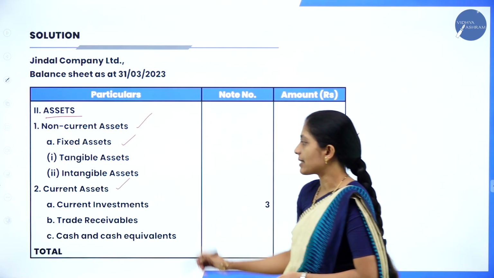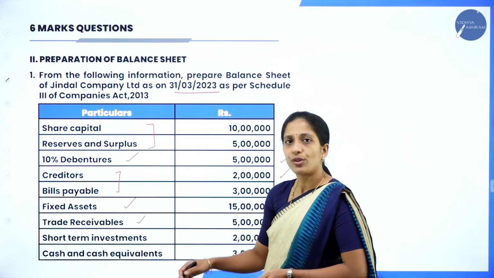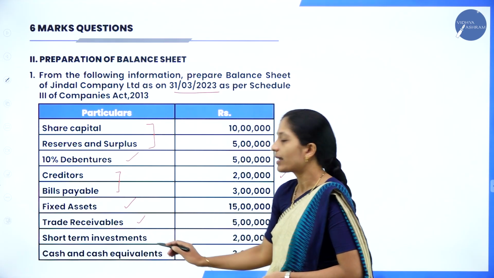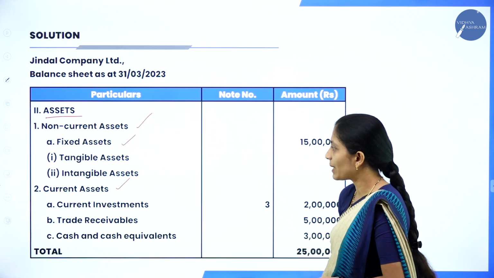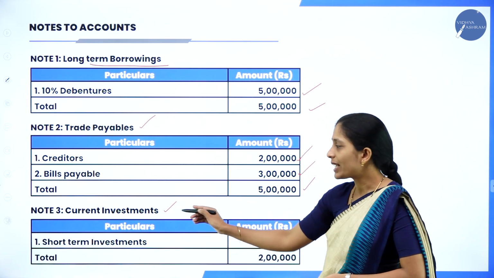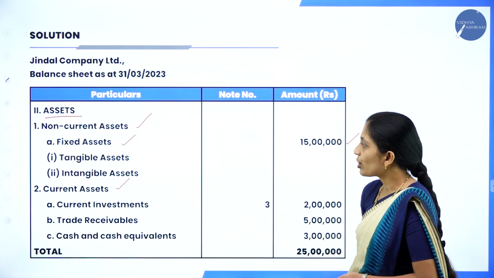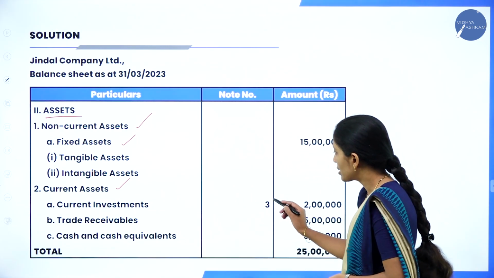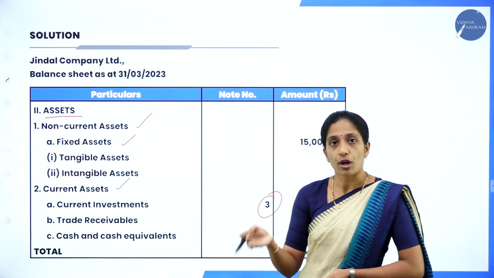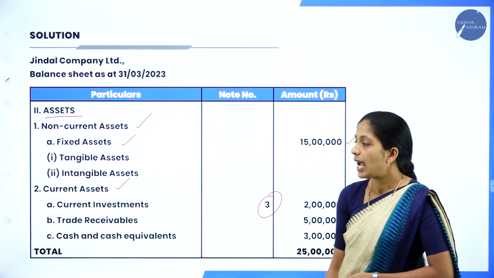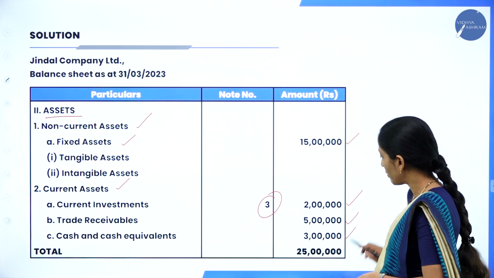The next one is current assets, where we have trade receivables. You can write it directly. One more is short-term investment, for which you have to prepare a note. How do you write short-term investments? Under the heading current investment, where we have short-term investment. This will be note number 3. So under current assets, note number 3 is current investment, where you record short-term investment. The next is trade receivable, they have given us directly, and cash and cash equivalent they have given us directly.